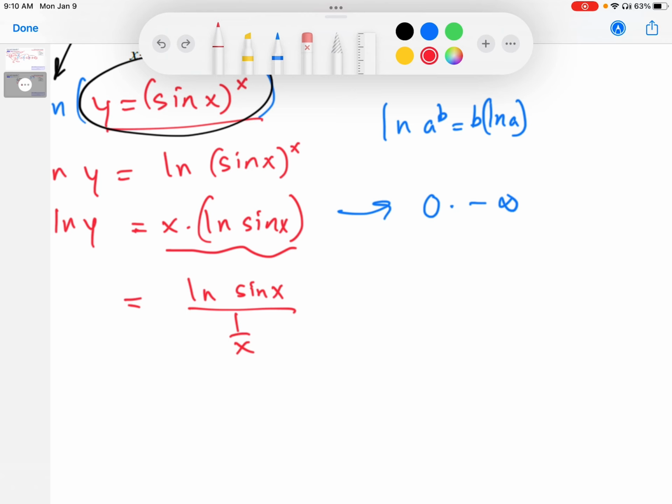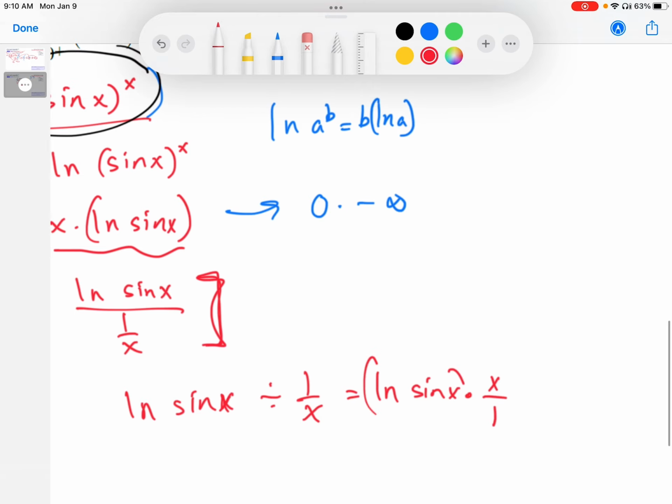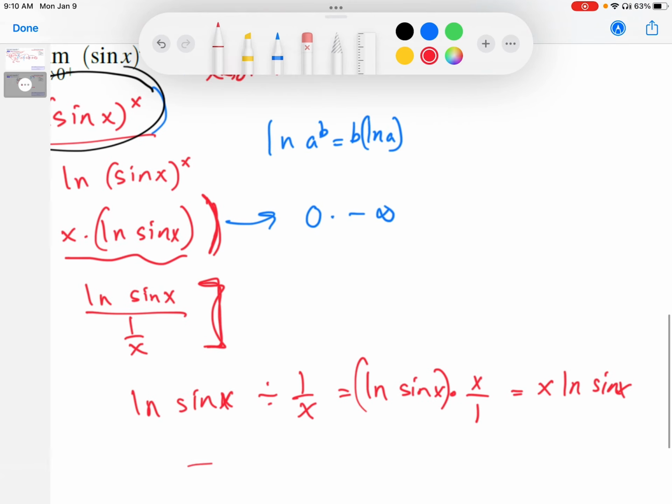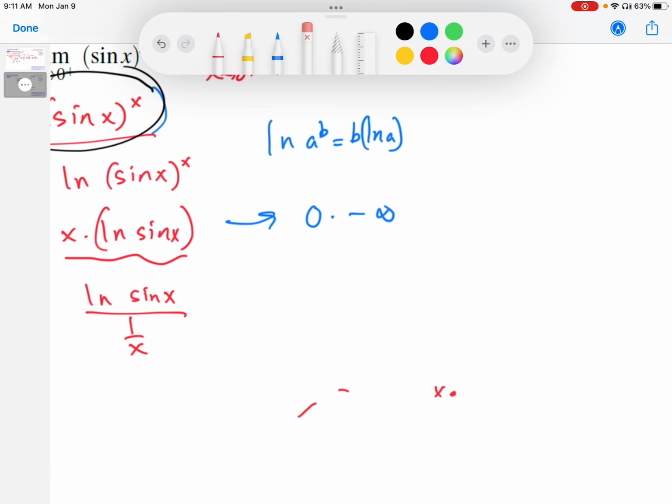Okay, so how do I know that? Well, let's do the math here. ln of sine x over x is ln of sine x divided by 1 over x, right? That's what's happening here. It equals ln of sine x multiplied by the reciprocal, which is x ln of sine x. That's the original function we started with. So this shows us that these two functions are in fact the same function. So that's nice.